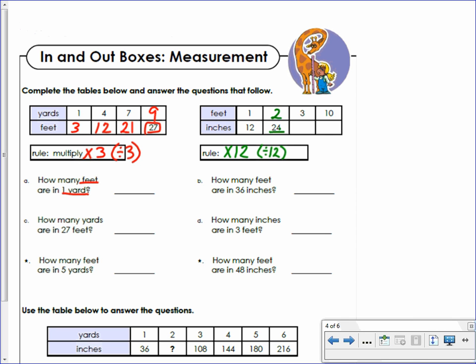We have our feet. We want to know how many inches. 3 times 12 is 36. 10 times 12 is 120. Our rule again, multiply by 12 if we already know the number of feet, divide by 12 if we know the number of inches. Press the pause button and complete these questions.